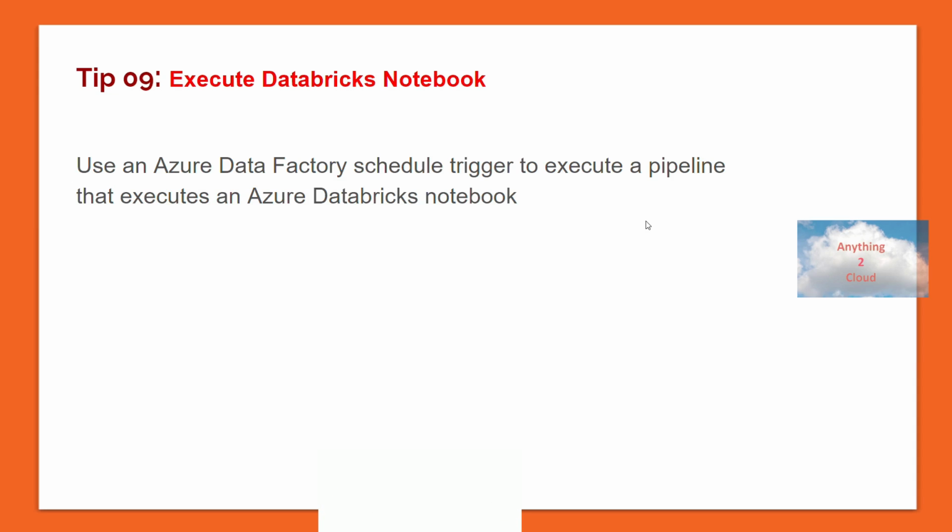Next step is how we can execute a Databricks notebook. We can use an Azure Data Factory schedule trigger to execute a pipeline that executes an Azure Databricks notebook. For example, if you want to run a pipeline every day, we can use a schedule trigger which will run the pipeline, and the pipeline in turn will execute an Azure Databricks notebook. So this way, from Azure Data Factory, you can use a schedule trigger to trigger a pipeline, and then the pipeline will run the Databricks notebook.